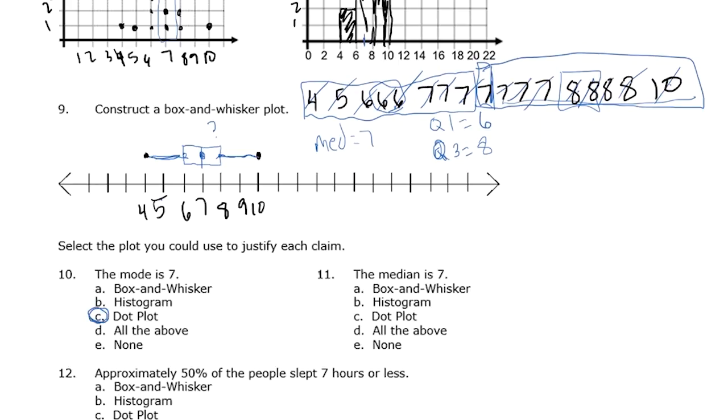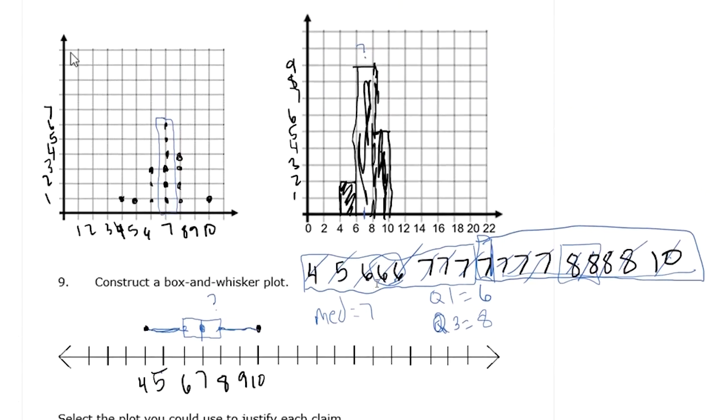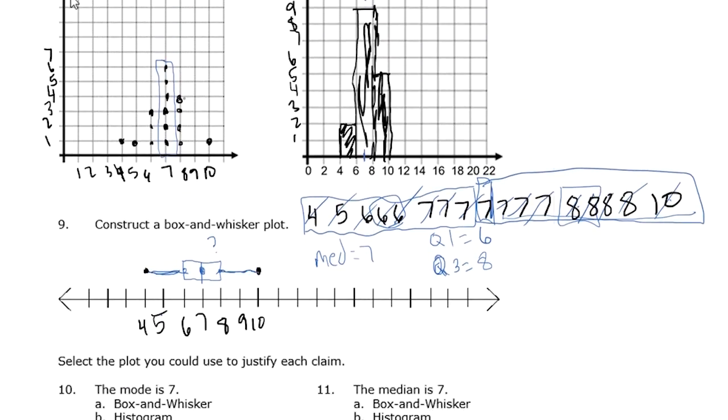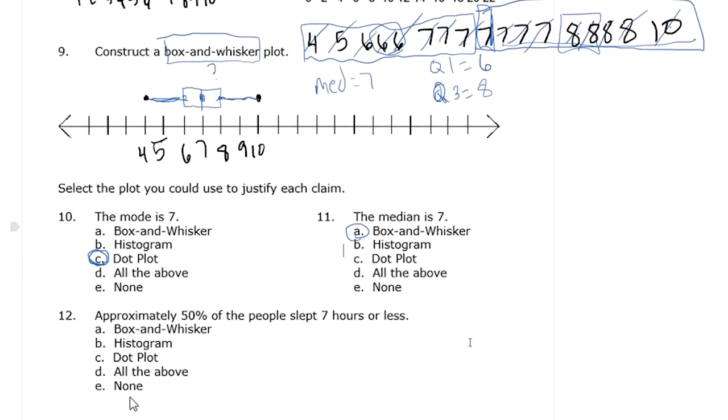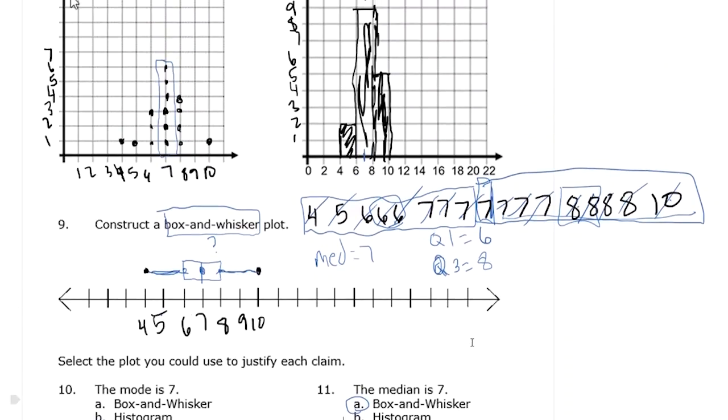All right, 11, the median is 7. Well, which one of these graphs clearly gives you the median? Not the dot plot or the histogram, but the box and whisker plot. That is how you justify the median. It is right there in the middle. It is clearly given. All right, and approximately 50% of the people slept 7 hours or less.